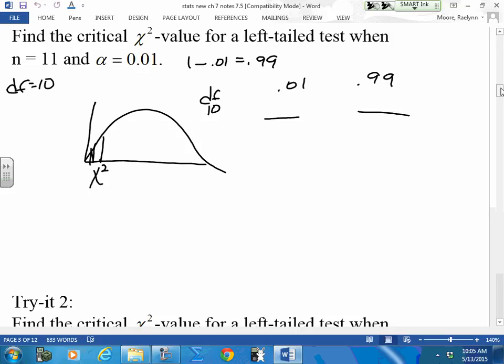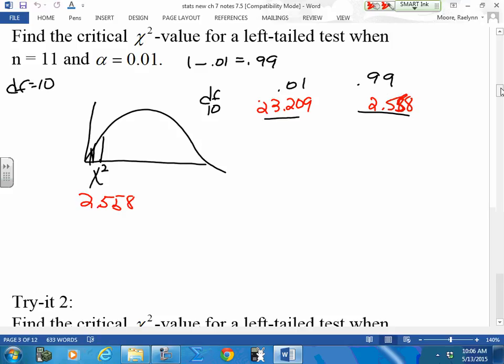Jada, what's your number that you found for the 0.01? 23.20. And let's see, Oliver, what's the one you found for the 0.99? 2.558. Okay, so now, looking at these two numbers, which number would you say goes on the left-hand side? The smaller one. 2.558. This is your critical value.